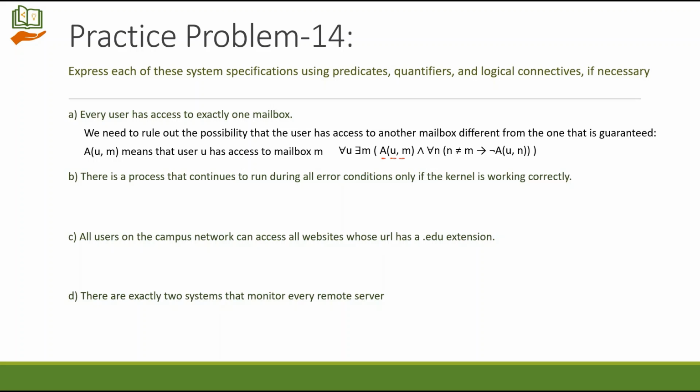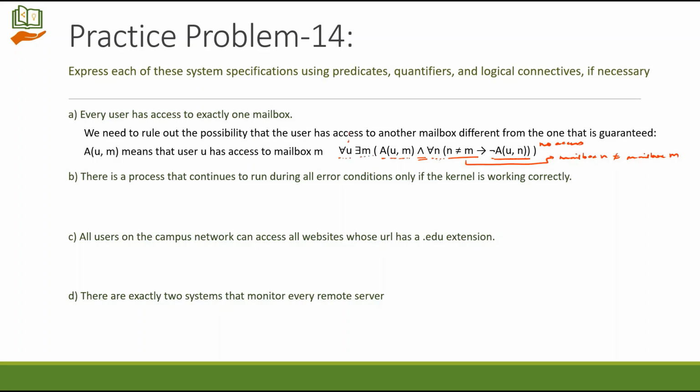User has access to mailbox M, and for all N that is not equal to M, which implies the user has no access. So this is saying mailbox N is not equal to mailbox M, and we are combining it with conjunction stating the user can access a mailbox, and at the same time, except his mailbox, he cannot access any other mailbox. So what is the quantification we have to use? It applies to all users and a specific mailbox.